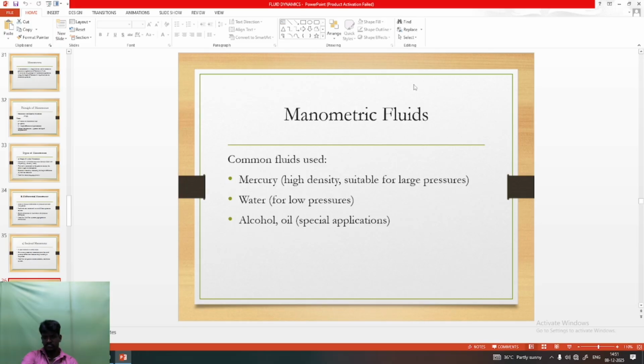And we get knowledge about the manometer and the manometric fluids we use in it. Commonly the fluids are mercury, water, and alcohol. Why do we use mercury? Because of its high density, it is suitable for large pressure values. If we need a low pressure value, then we use water. For special applications, alcohol and oil are used in some cases. These are the manometric fluids we use in a manometer.